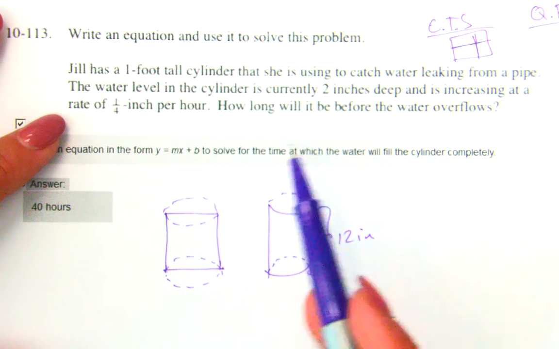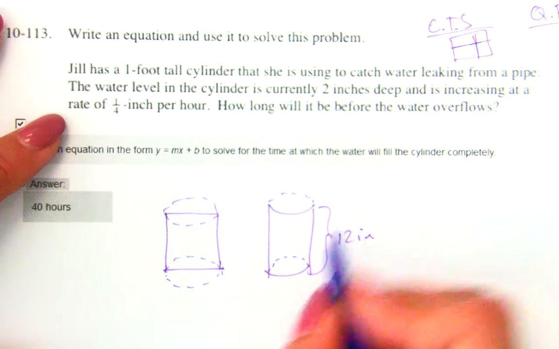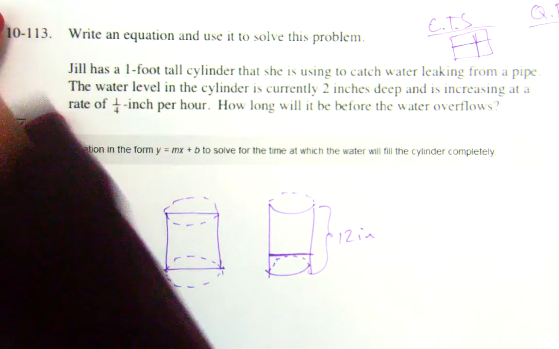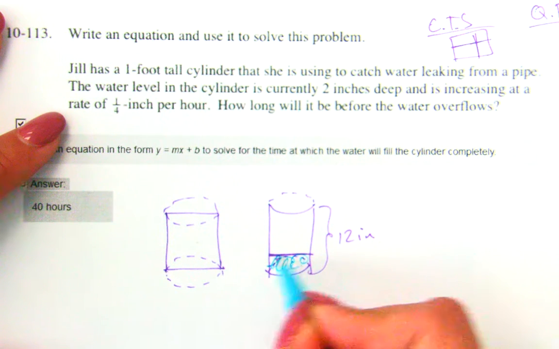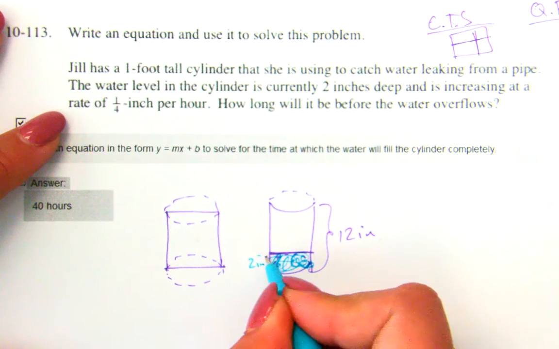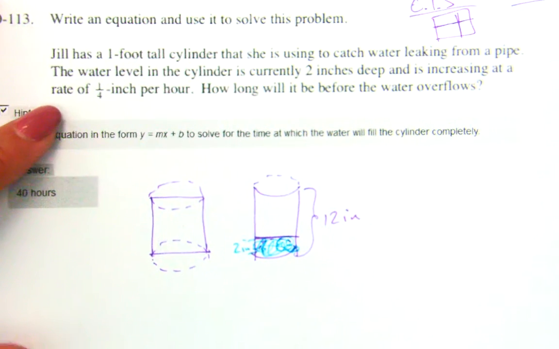She's using it to catch water. The water level is currently 2 inches deep, right? So she's at 2 inches. She's got some water in here. It's blue, sparkling water, 2 inches. And it's currently going at 1/4 of an inch per hour.